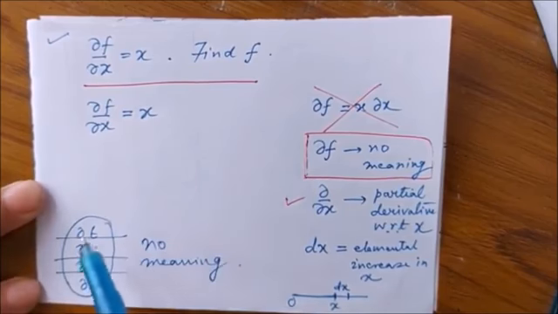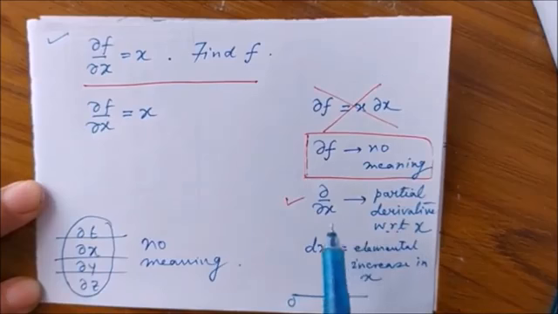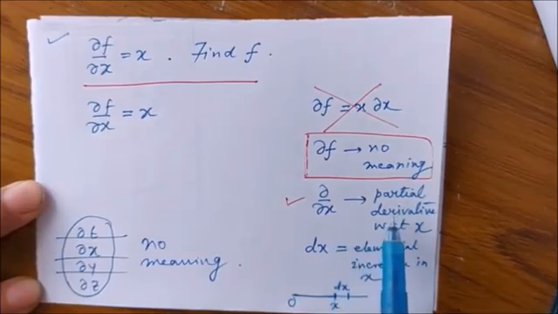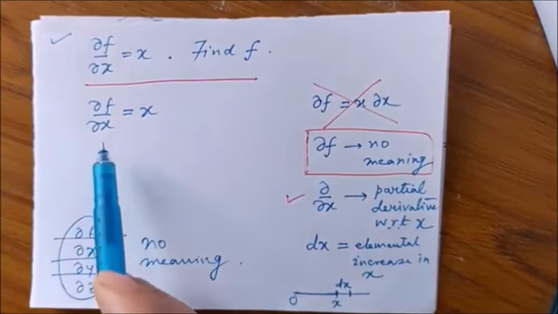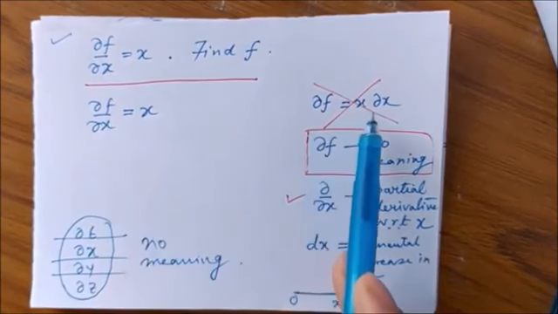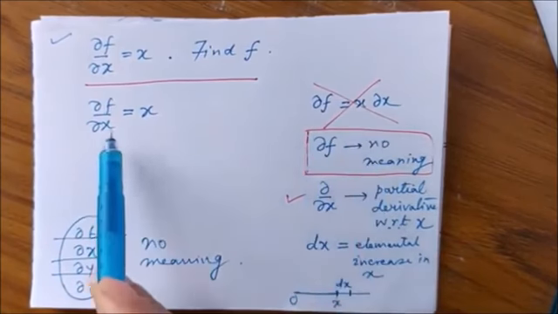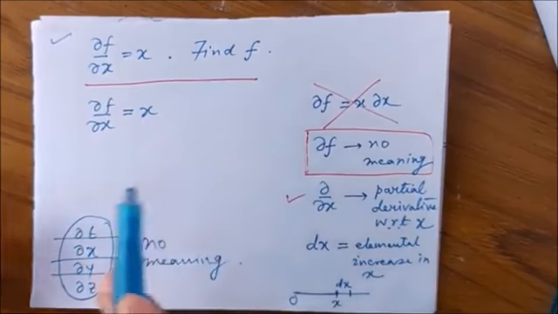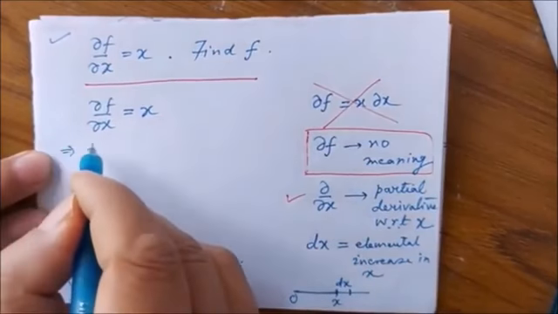But del t, del x, del y, del z, they have a meaning and they represent partial derivative. So let me say it once again that del f del x equal to x does not mean del f equal to x del x. Now we are to find the value of f and we have to write it directly in the next step.